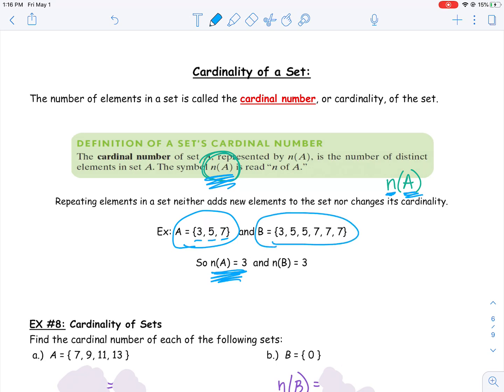Or if this is set B, it has 1, 2, 3 different elements. Even though it looks like there's more, there's really just 3 different elements. So the cardinality of set B, written like this, would also be 3. So even though it looks like it has more, it still has just 3 different elements. Its cardinality is 3. Make sure you know what that little notation means for later on.